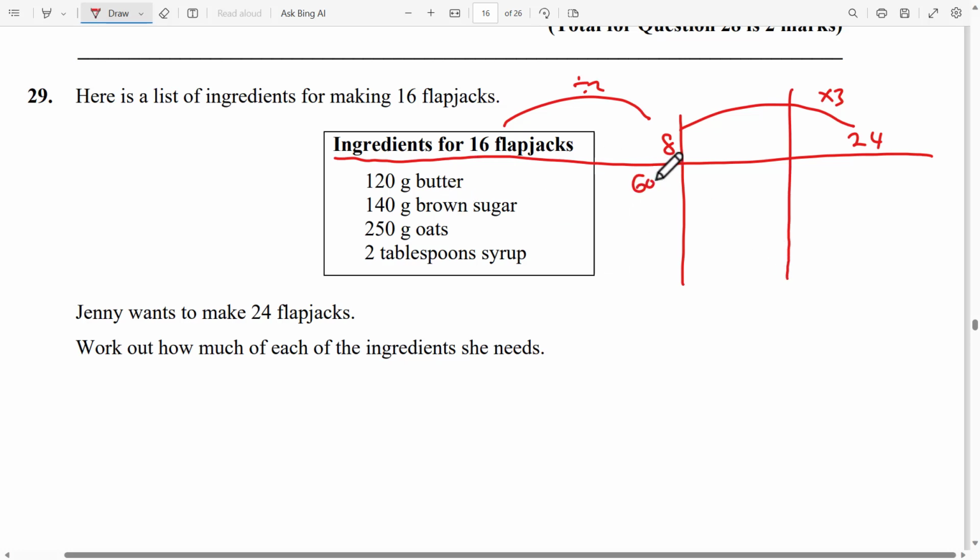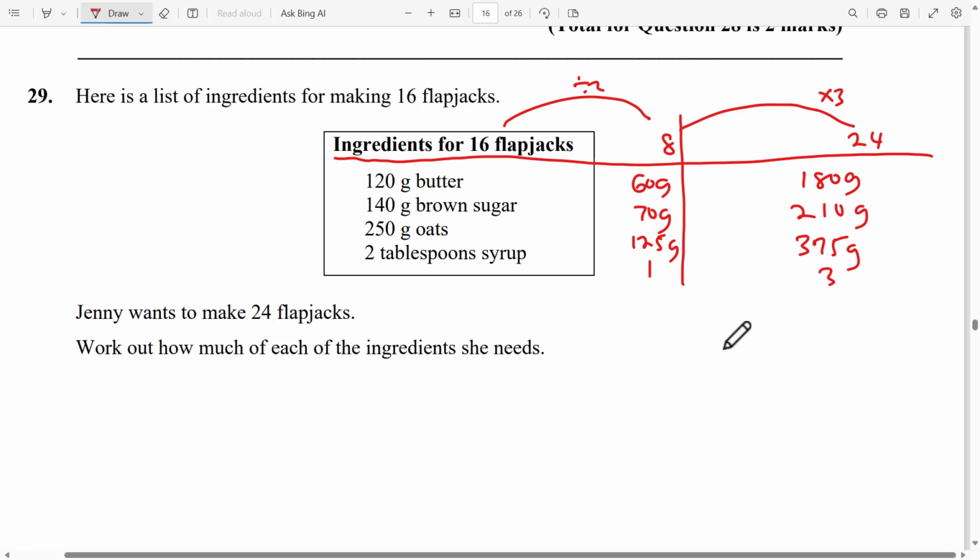So that's 60 grams of water, 70 grams of sugar, 125 grams of oats, and 1 tablespoon of syrup. And of course, to get the final amounts, I'll multiply the values by 3. So I'll have 180 grams of water, 210 grams of sugar, 375 grams of oats, and 1 times 3, that's 3 tablespoons of syrup.